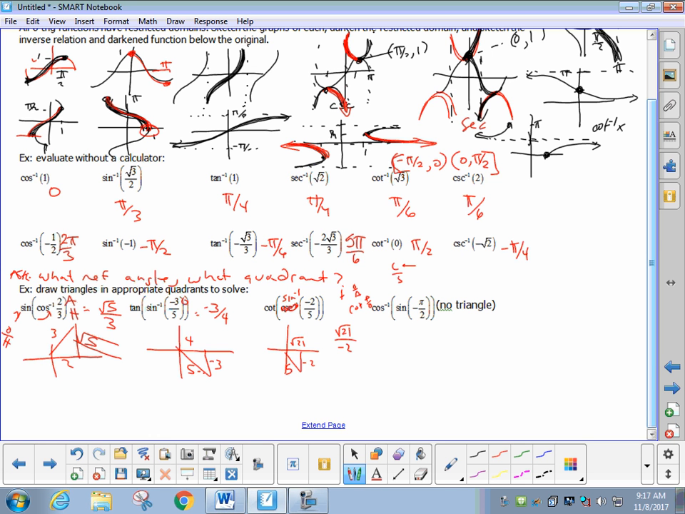Okay, last one. I remind you, work inside out. That one's a little different. You don't need to draw a triangle. Answer? It is pi. Sine of negative pi over 2 is -1. Then you're saying, all right, at what angle is cosine -1? And that is at pi.